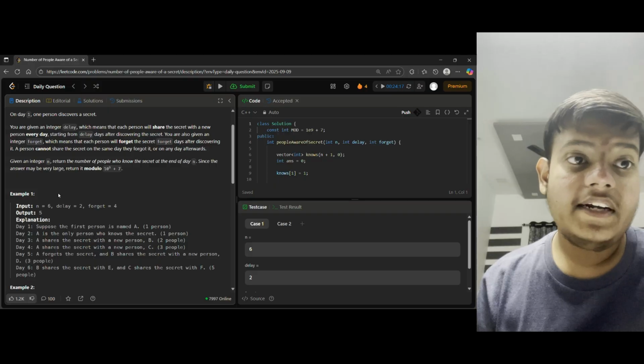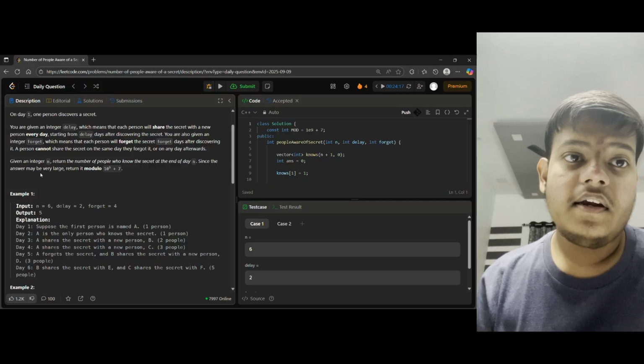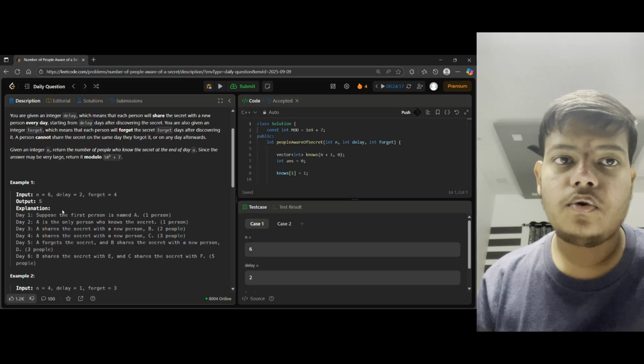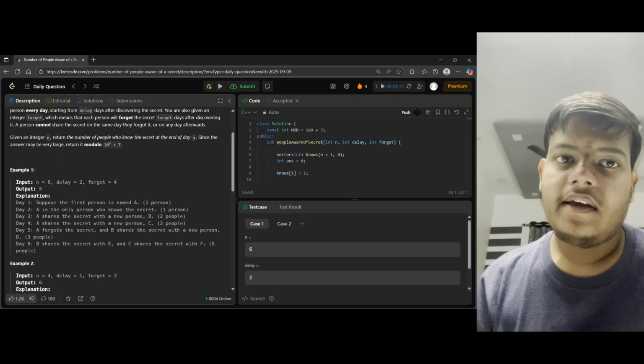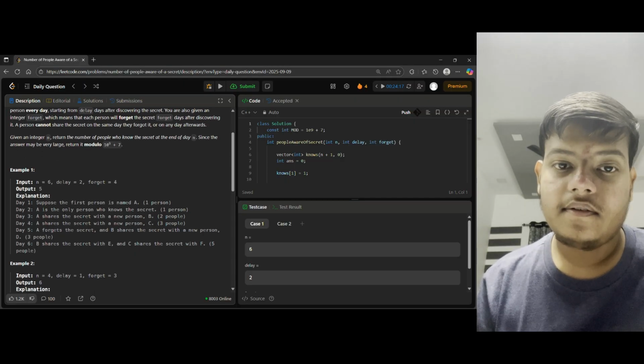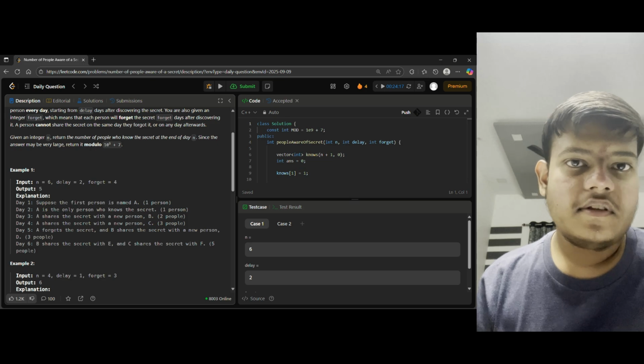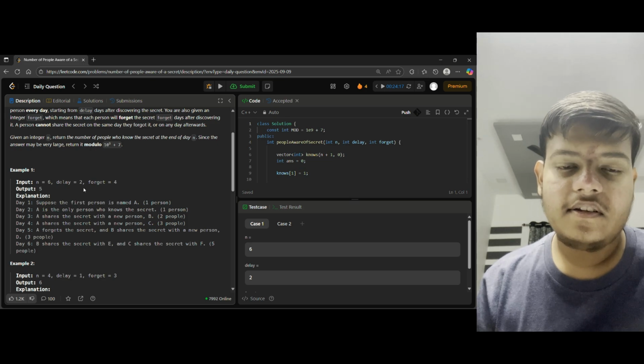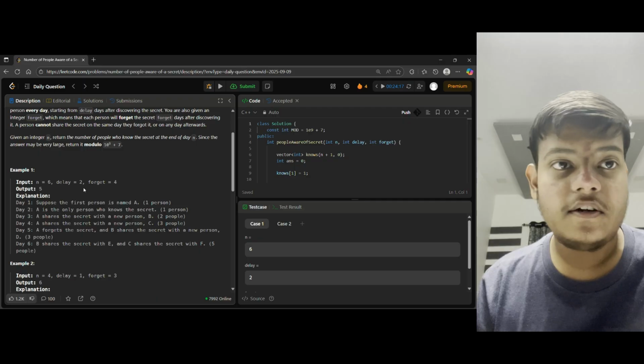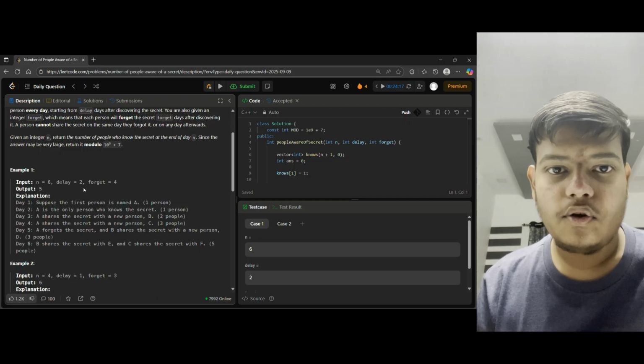You are given an integer n. Return the number of people who know the secret at the end of day n. Since the number can be very large, you have to return the value modulo this particular number.